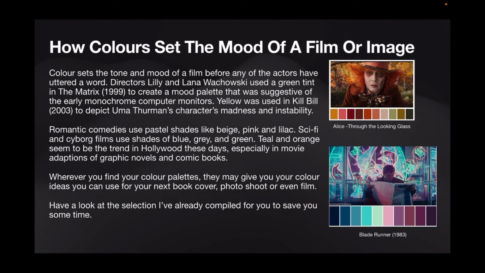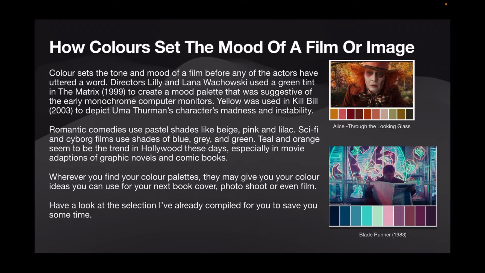So how colours set the mood of a film or image is probably something you may not have noticed too much. Colour sets the tone and mood of a film before any of the actors have uttered a word. Directors Lilly and Lana Wachowski used a green tint in The Matrix, 1999, to create a mood palette that was suggestive of the early monochrome computer monitors. Yellow was used in Kill Bill, 2003, to depict Uma Thurman's character's madness and instability. The psychology of colours is very interesting, and it's worth a study if you're doing film on a serious level.